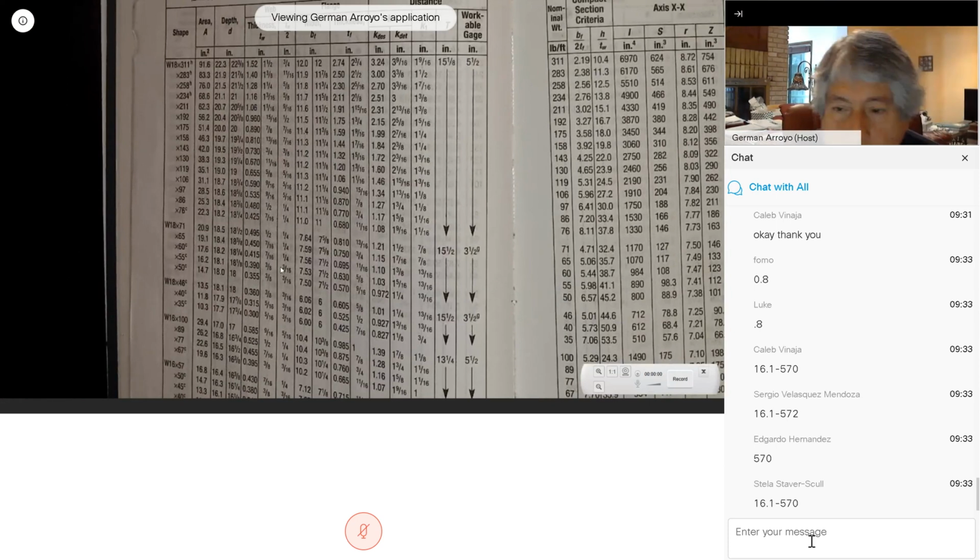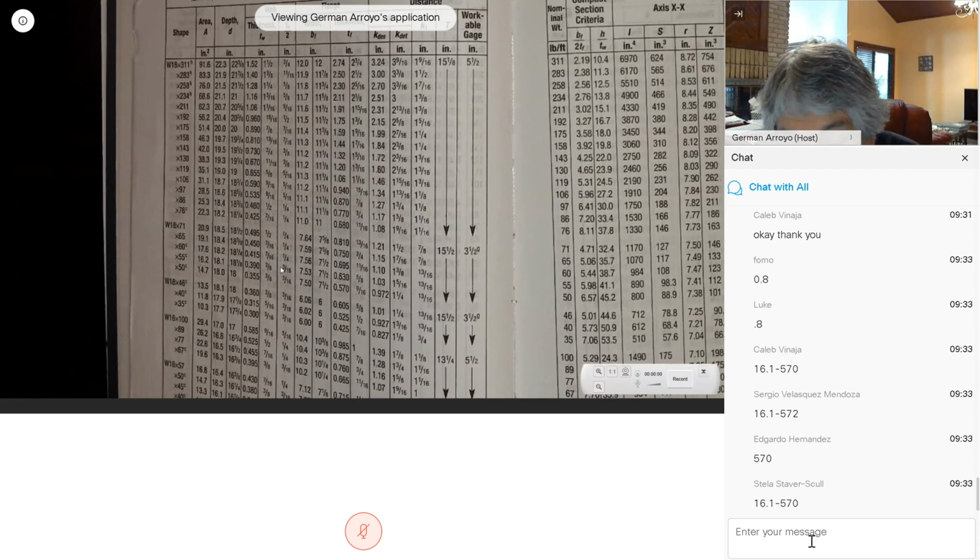In order to solve any column problem, we have to know the KL over r that is going to control our design. KL over r, in this case, because there's no brace, KL over ry is the critical. So the only thing that I need is ry to start my computation.